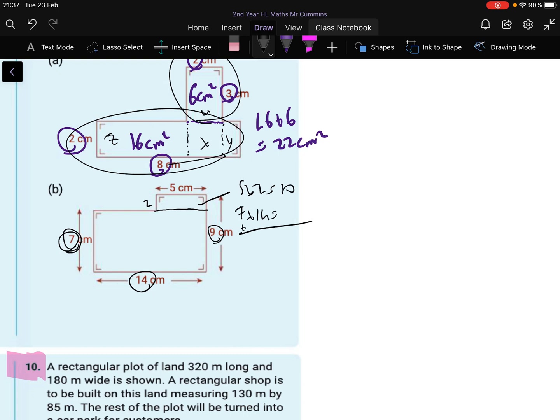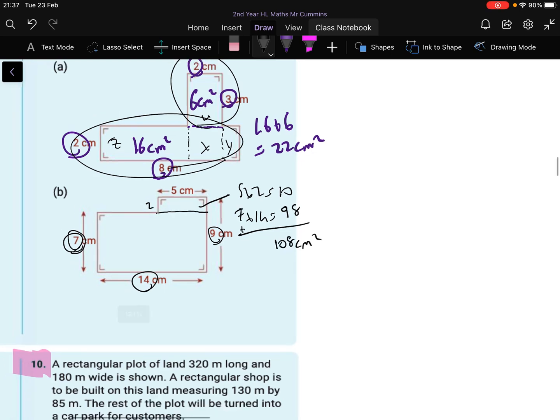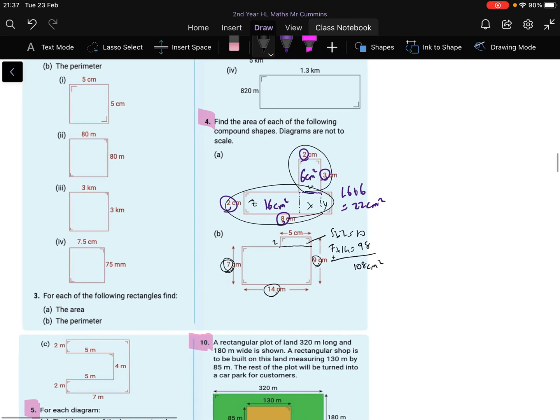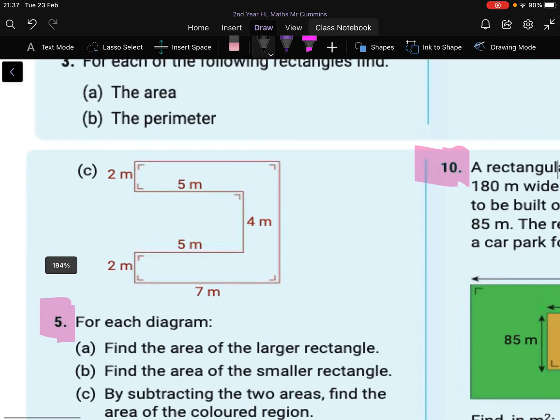So just work that out. 14 by 7 is 98. So our total is going to be 108 centimeters squared. Okay. Finish off 4. Well, I thought that's 4 done, is it? Yeah. No, 4 is here. The rest of 4 is here.